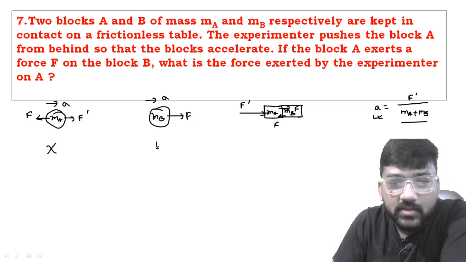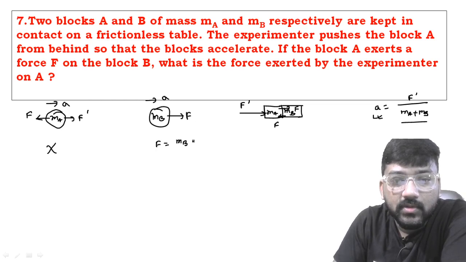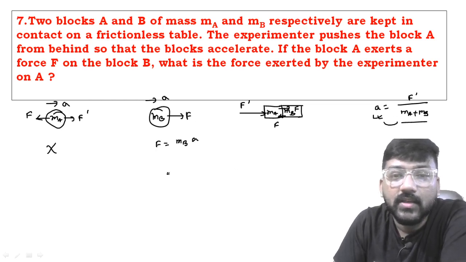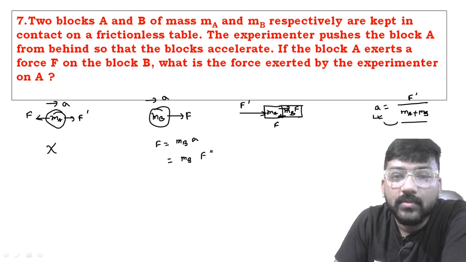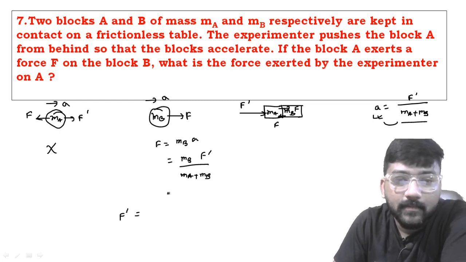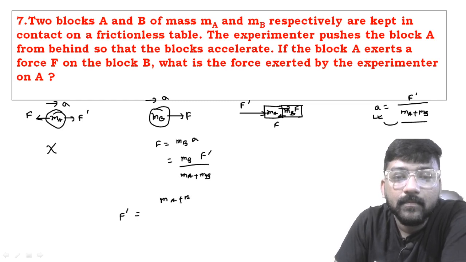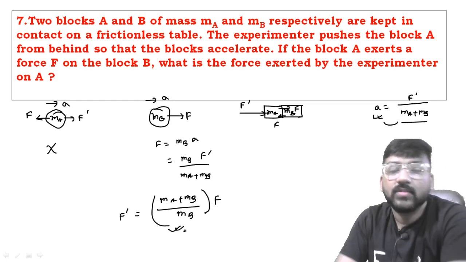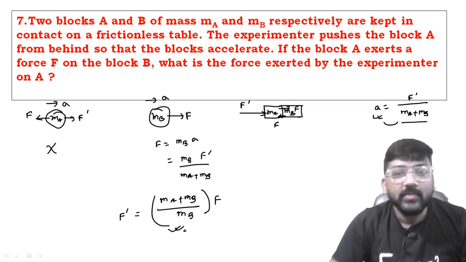So this is summation Fx is equal to ma, that is f is equal to mb into a. Now if you substitute this a here, what will you get? mb into f dash divided by ma plus mb. And from here you can find f dash directly, that is ma plus mb divided by mb into f. So this will be your answer. So you can solve this problem in this way also.